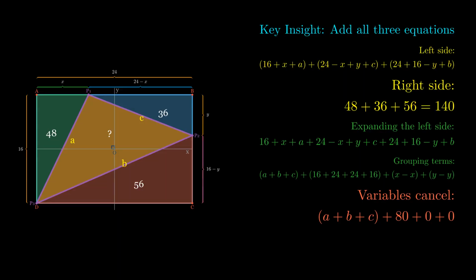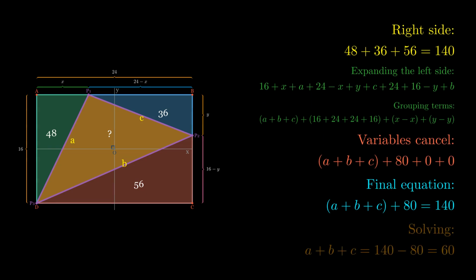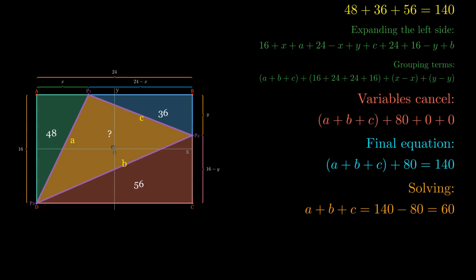Here's the magic. Both x and y terms cancel out completely. We're left with a plus b plus c plus 80. Our equation is now a plus b plus c plus 80 equals 140. Subtracting 80 from both sides, we get a plus b plus c equals 60.